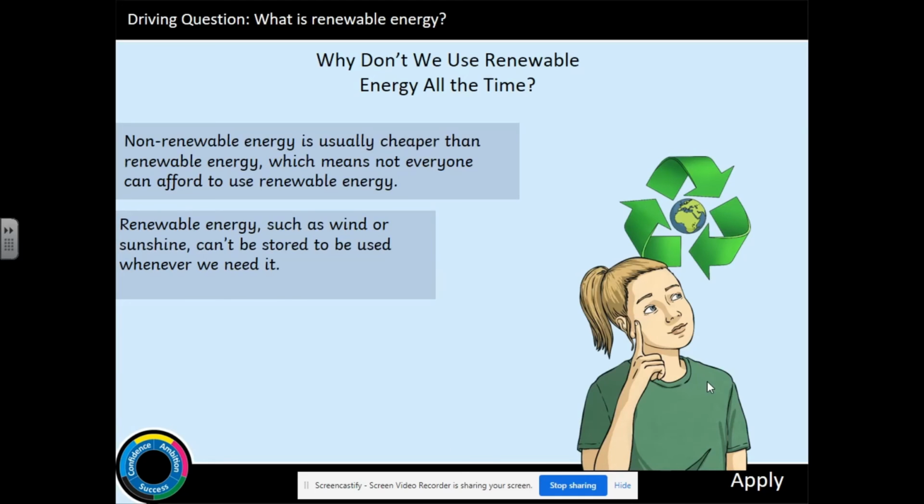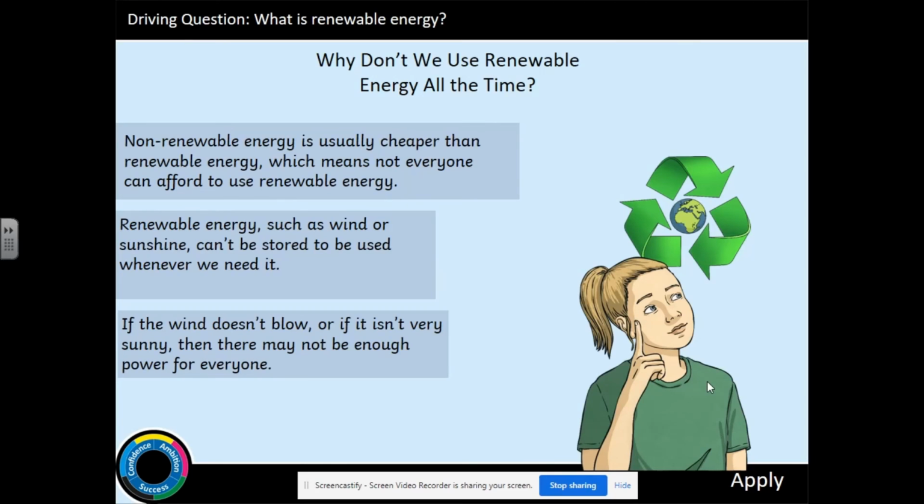renewable energy, such as wind or sunshine, can't be stored to be used whenever we need it. So in essence, we store it now to use it now. Or do we actually store it if we have to use it now? Who knows? Probably we just collect the energy, convert the energy, then use the energy spontaneously.